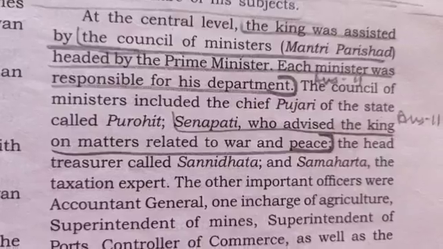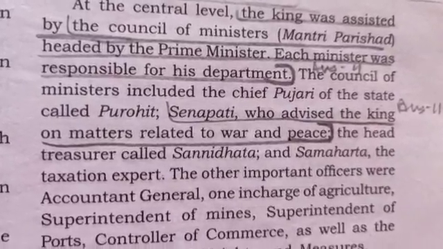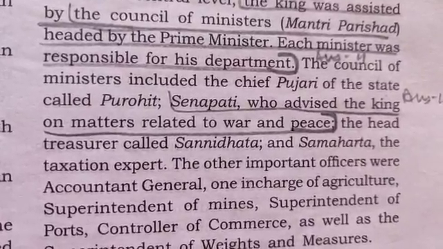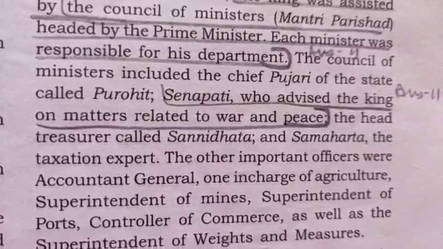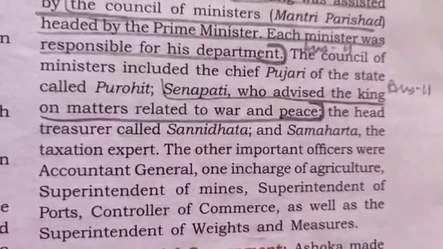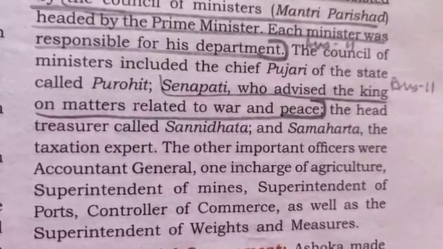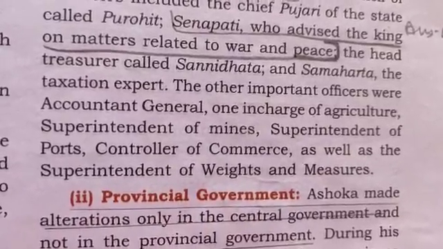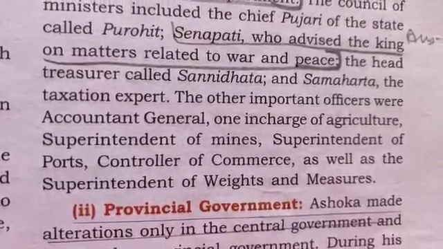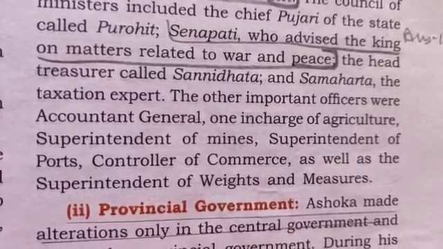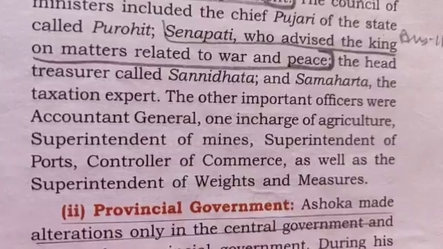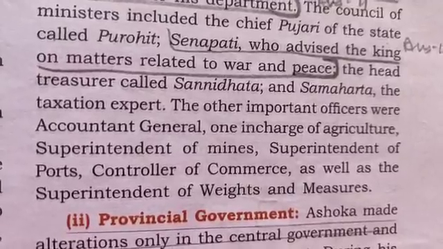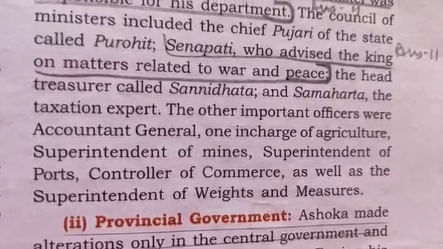Though headed by the Prime Minister, the supreme authority was the king. The Council of Ministers included the chief pujari of the state called Purohit, Senapati who advised the king on matters related to war and peace, the head treasurer called Sanidhat, and Samahart, the taxation expert. The other important officers were Accountant General, one in charge of agriculture, Superintendent of Mines, Superintendent of Ports, Controller of Commerce, as well as the Superintendent of Weights and Measures.